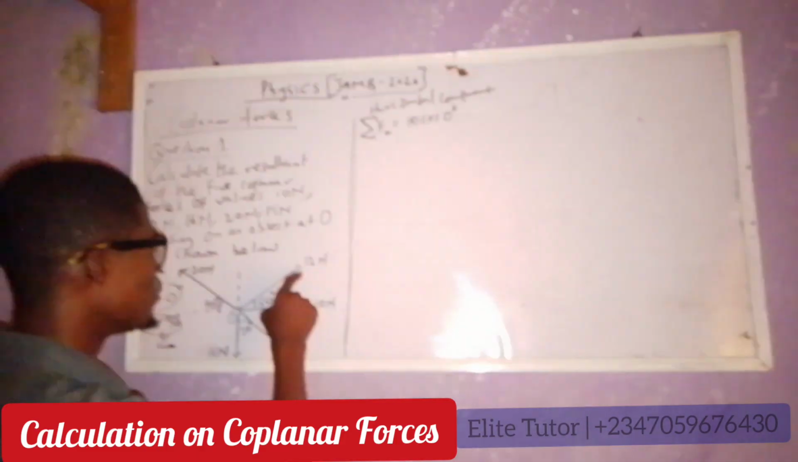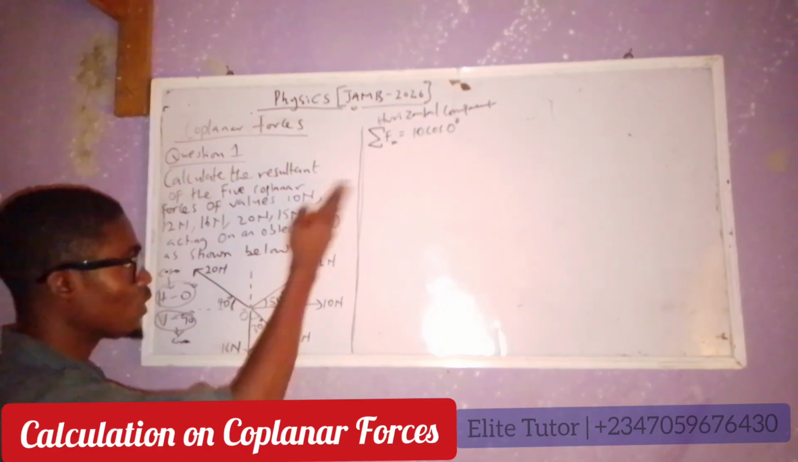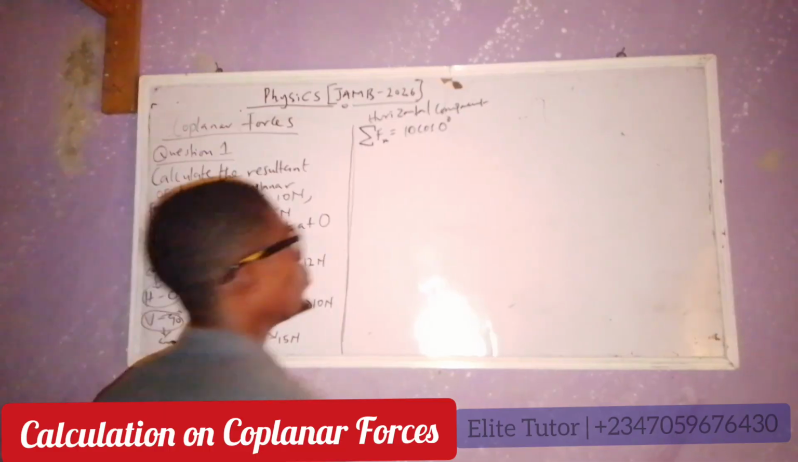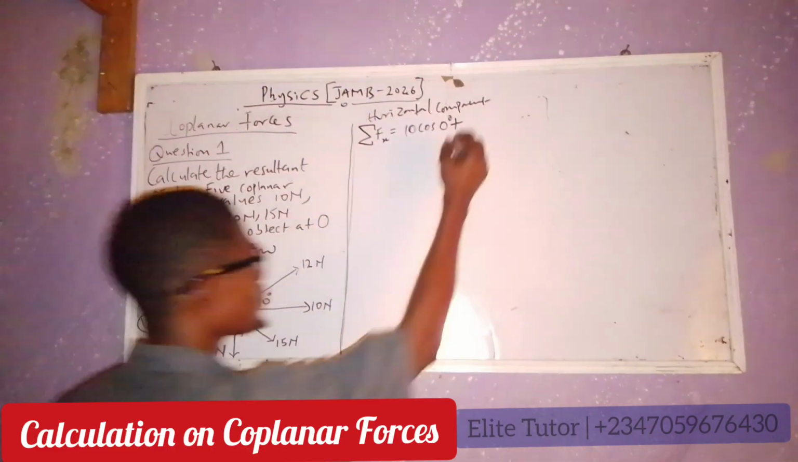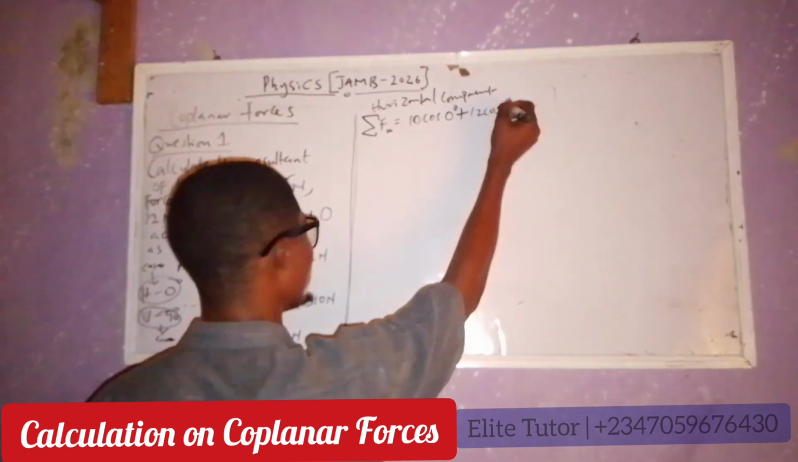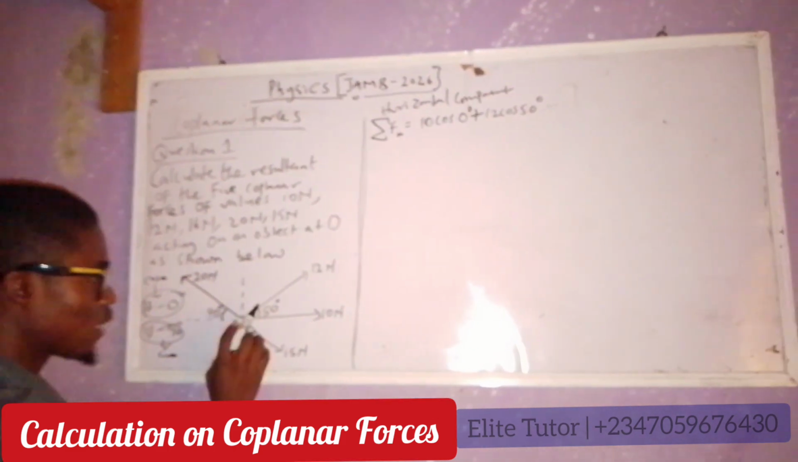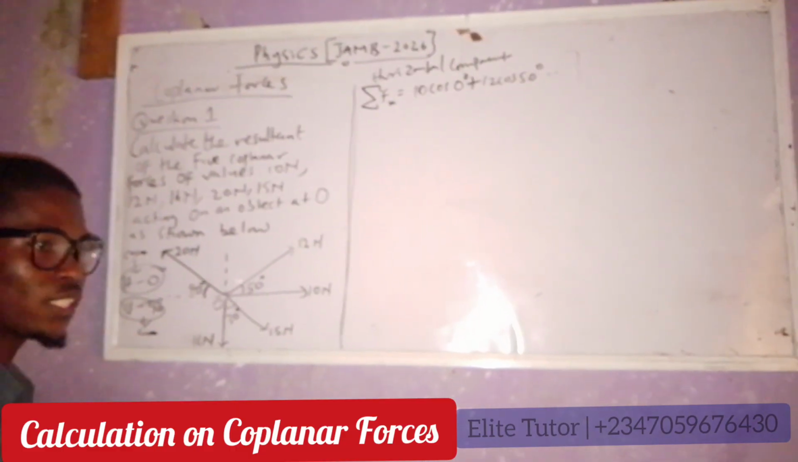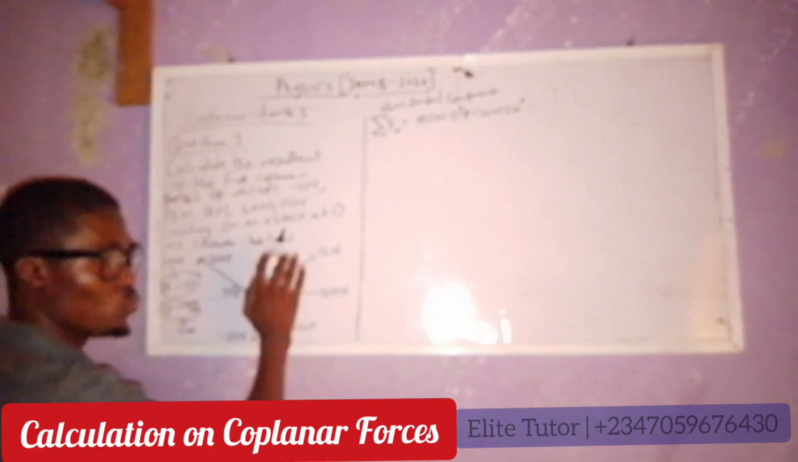So here we are having 12 cos what? Is it going to be plus or minus? Because I'm doing it horizontally, it's plus. So we are still going to be using plus 12 cos 50 degrees. Because it is 50 degrees, you use the angle that is attached to the horizontal, whether you are dealing with the vertical component or the horizontal component. Do we still have any value here? No, so we can move on.